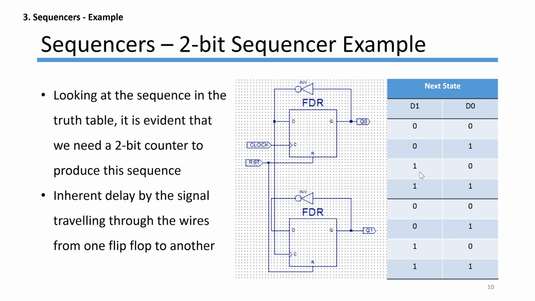Now again, from here, it's a more graphical visualization of what I mean when I say there are inherent delays between the signals traveling through the wires from one flip-flop to another. Notice how only the least significant bit of your sequencer is connected to the clock. There is an inherent delay as the output travels through the wires, through the inverter, and back down into the clock input of the next flip-flop.